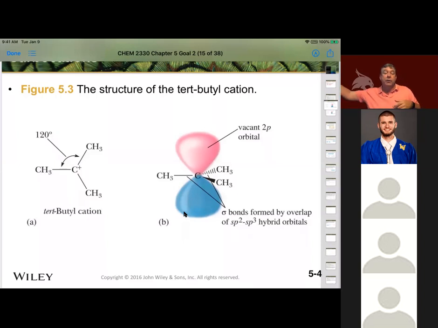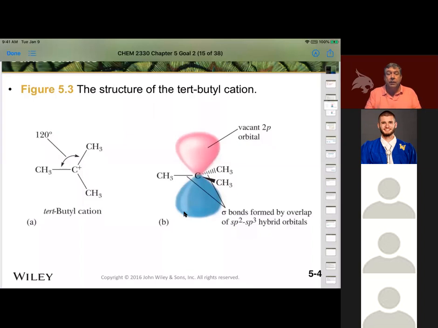In a double bond, we would use an electron to make the pi-pi overlap to make a pi bond. However, in the carbocation, that p orbital is empty. Okay, it still exists, but it's empty. It does not have an electron in it, therefore it has a positive charge.